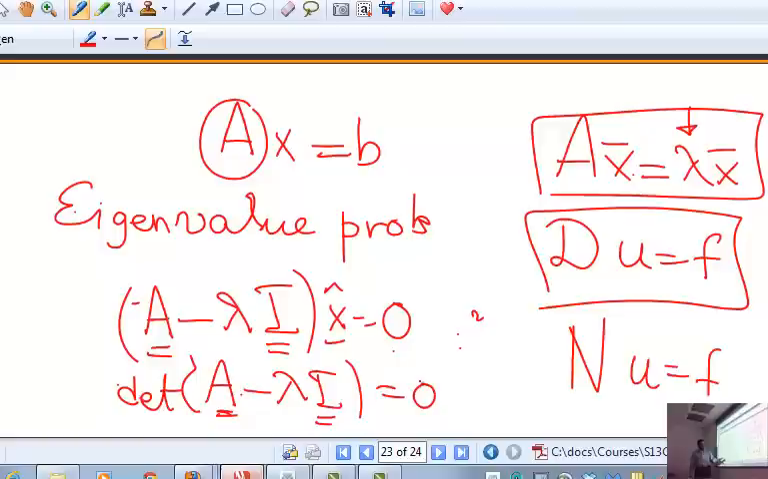So if you have a 3x3 system, you'll have 3 eigenvalues. For each one of the eigenvalues you can take it, put it in there, and find the corresponding eigenvectors. Now, if A turns out to be symmetric, then these eigenvectors are orthogonal, perpendicular to each other. We will see what that means, and what happens if A is not symmetric. Then you can find something called the left and the right eigenvectors, and they are bi-orthogonal.